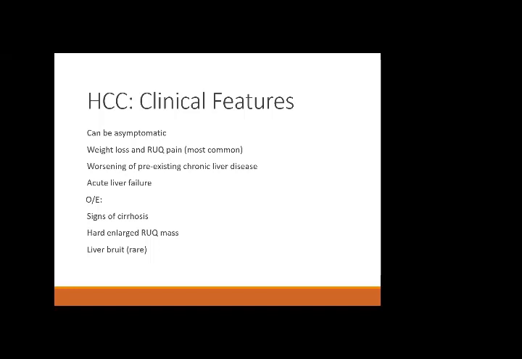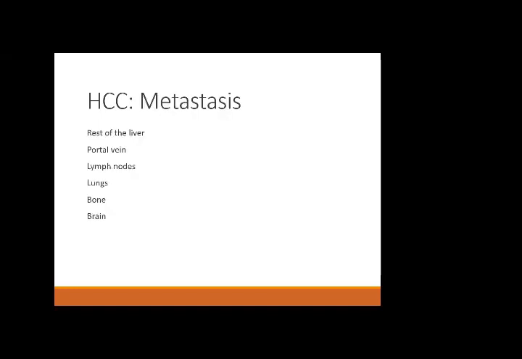Acute renal failure can be an anomaly. We have a very good example of a patient with signs of cirrhosis, as well as jaundice, with a hard and large mass there. It metastasizes to the liver, and to the rest of the liver and the lungs.